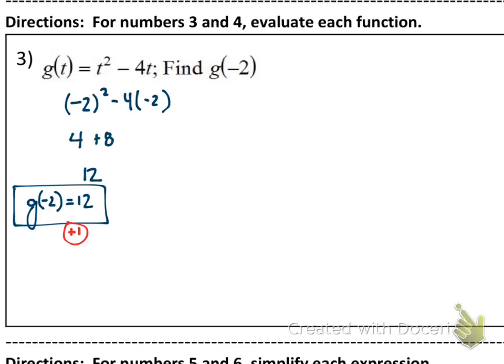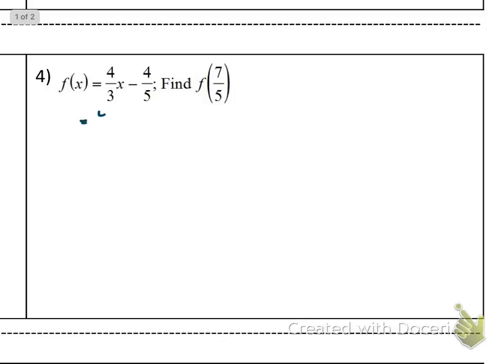Okay, here we go. Number 4, same idea. We have f of x is equal to 4/3 x minus 4/5. Find f of 7/5. Again, it's like a math machine. We want to make sure we input the new ingredient of 7/5 whenever we see x. So I'm going to rewrite this as 4/3 times 7/5 minus 4/5. Did you notice that I just inputted this value for x? Next thing I'm going to do is start multiplying.